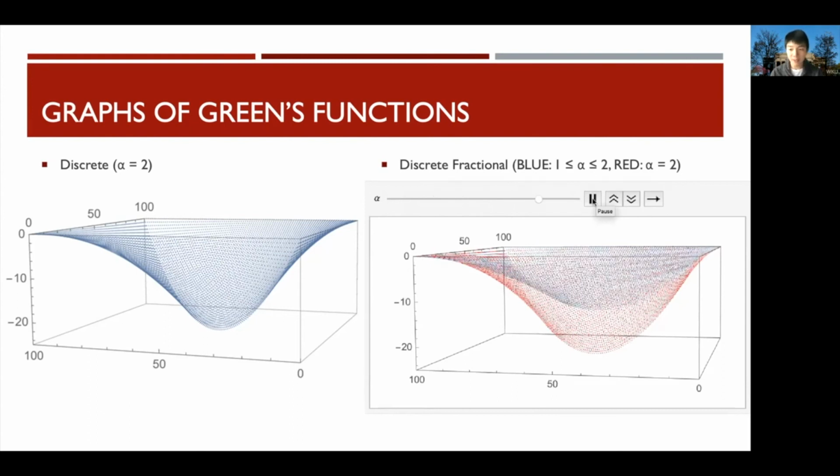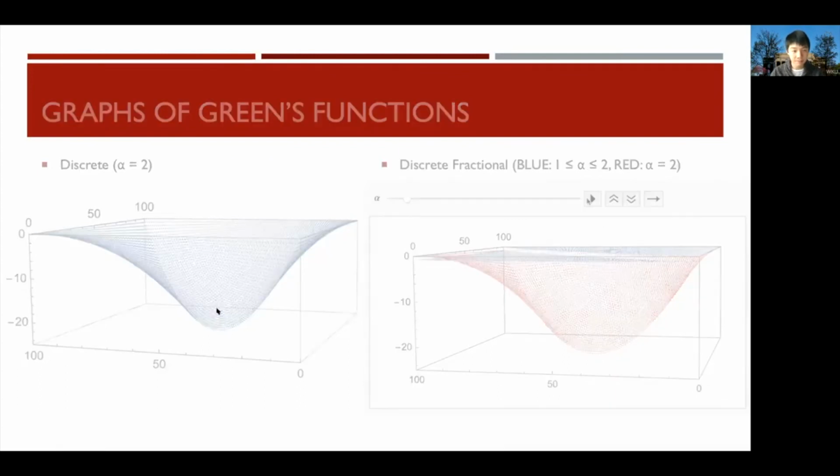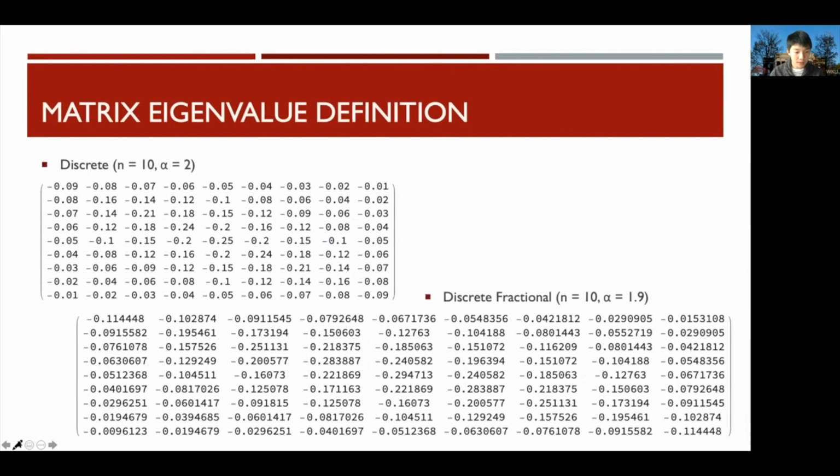And theoretically, when it touches alpha equals 2, it should be identical to the discrete case. So in this next aspect here, we have a matrix eigenvalue definition, and we defined each of these by the Green's functions we talked about right before. So we defined each of these.